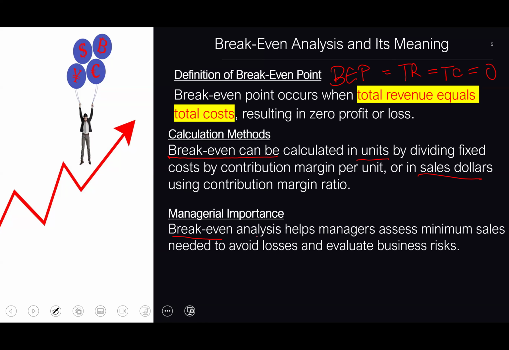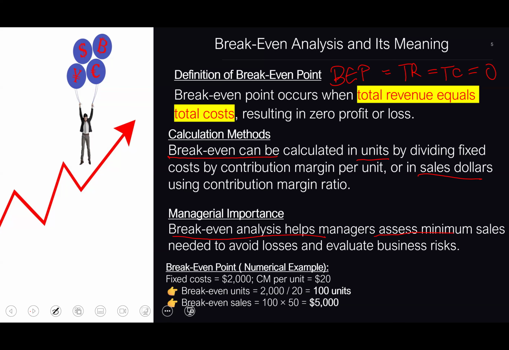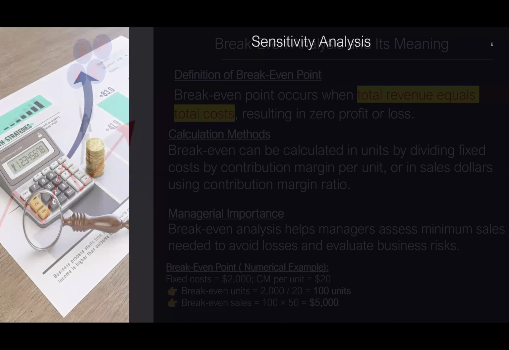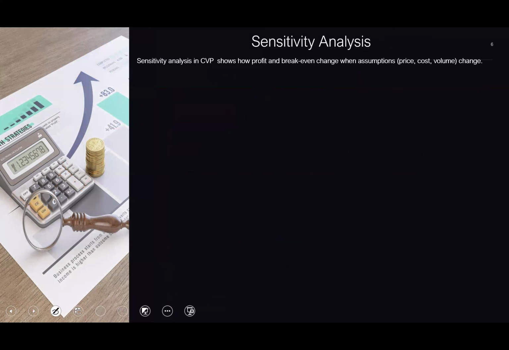Break-even analysis is a very helpful tool because, at the very minimum, it helps managers assess minimum sales. All managers or all owners of the company want to know how many units should I sell before I get out of making a loss, or I am not in the red anymore. So break-even will help us. Now I am going to show you the use of break-even analysis by conducting a sensitivity analysis, as we say.